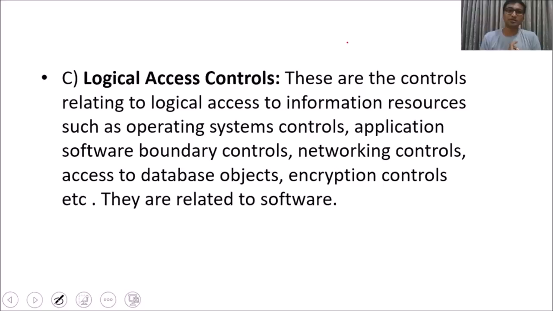Everything should be fixed. Now, when I talk about logical access control, we need to set controls at application level, operating system level, boundary levels, network levels. We need to set encryption models to protect our data so it does not get leaked from our organization. Please underline: these are the controls relating to logical access to information resources such as operating system control, application software, boundary controls, networking controls, access to database objects, encryption controls, etc.